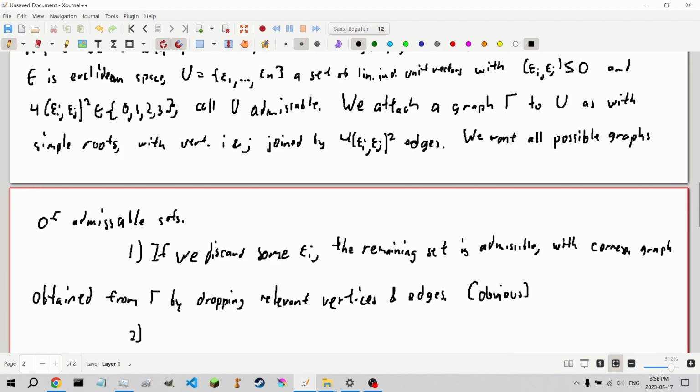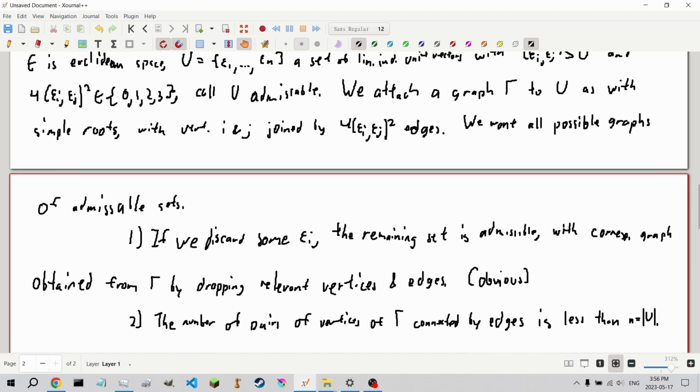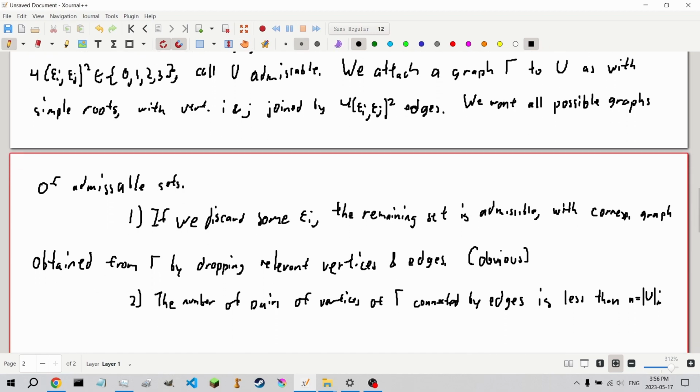Number 2, the number of pairs of vertices of lambda connected by edges, so essentially a non-zero number of edges, is less than n, being the size of our U, remember? And we are going to prove this.